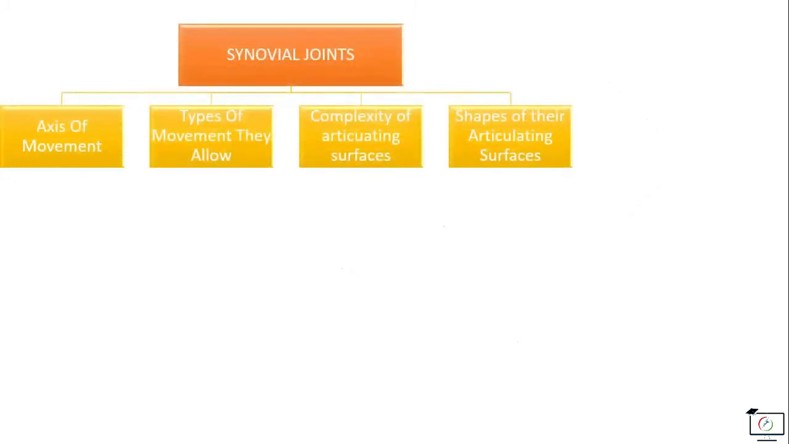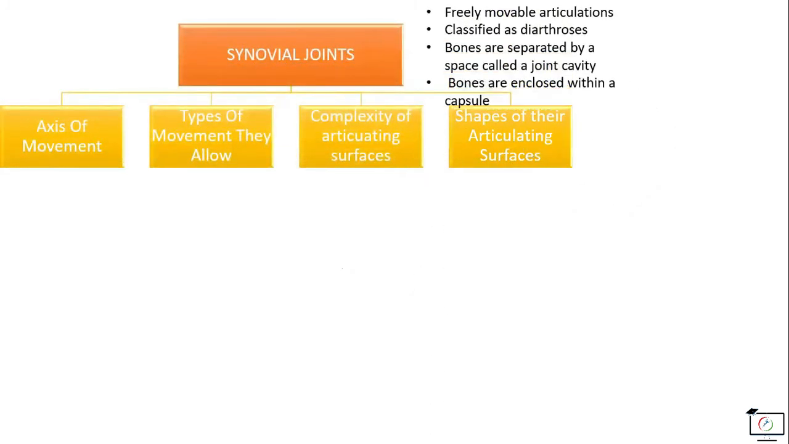Then the synovial joints. Synovial joints are freely movable articulations and are classified as diarthroses. The bones are separated by a space called a joint cavity that is not present in fibrous and cartilaginous joints. In a synovial joint, the bones are enclosed within a capsule. The synovial joints are further subdivided into many types on the basis of the axis of movement, the types of movement they allow, the complexity of the articulating bones, and the shape of the articulating surfaces.